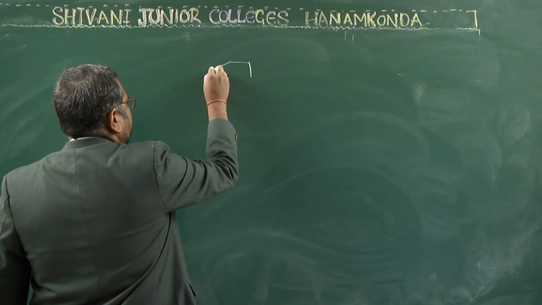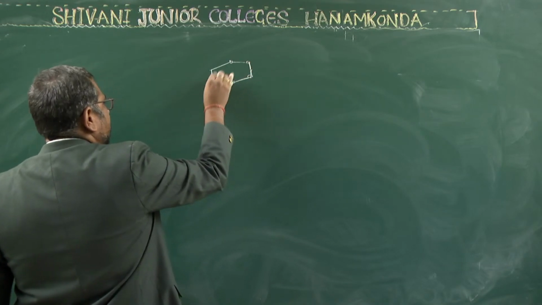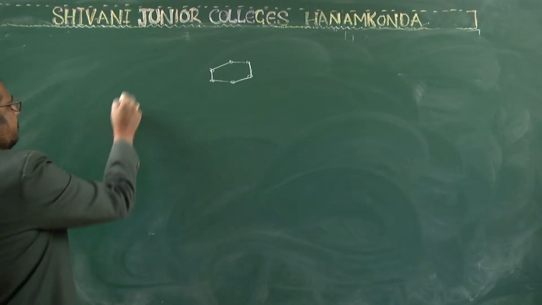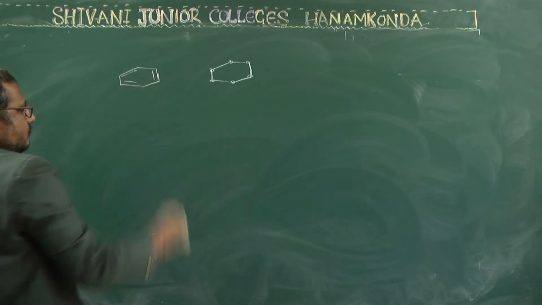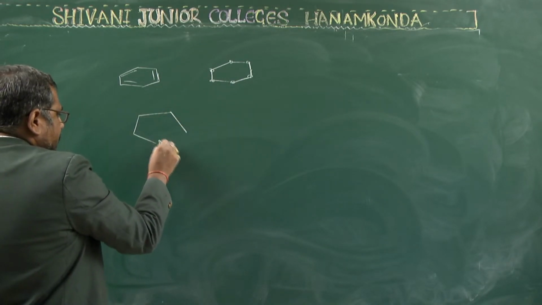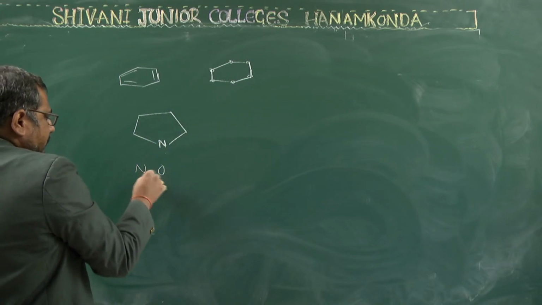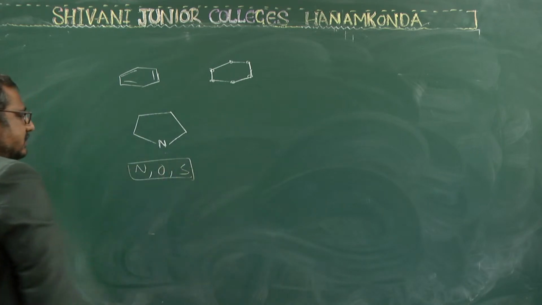If this is the carbon chain, this is homocyclic, all are carbon atoms. If all are carbon atoms, that is homocyclic, and if alternate double bonds are there, that is an aromatic ring, homocyclic. Hetero means in the carbon ring, if any heteroatom, either nitrogen or oxygen or sulfur is present, that type of nature is called heterocyclic.